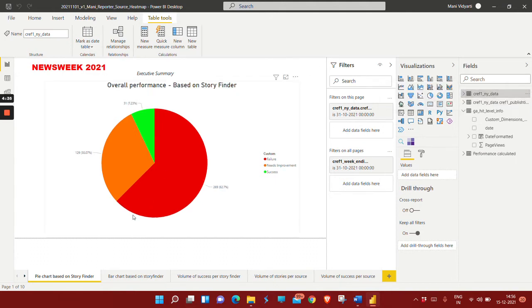So first of all, our first task was to make the heat map between the source and the page infos. Then we have to make the report to find the insights of the data. We have given the story as a success if the page views of that particular story is greater than 35,000, and if the page views lie between 3,500 and 35,000, we labeled it as needs improvement, and if the page views are less than 3,500, we have labeled it as failure.